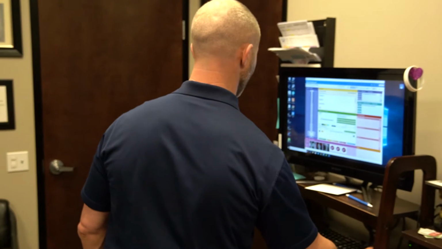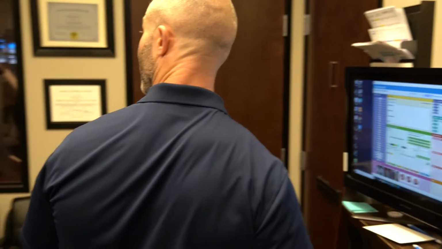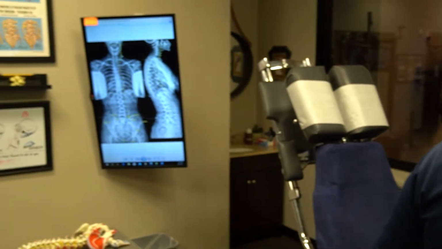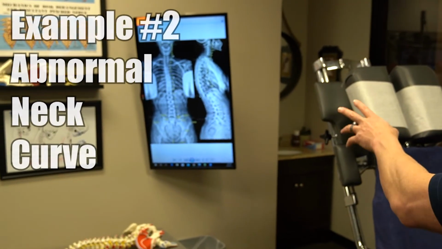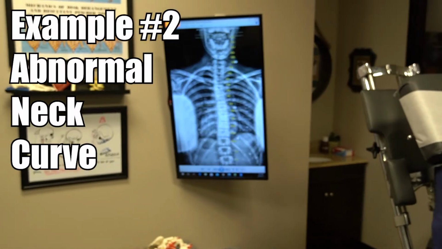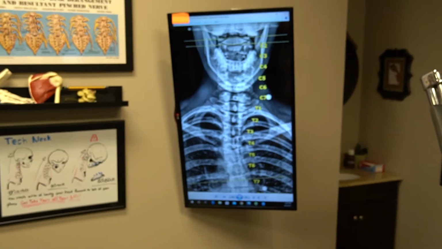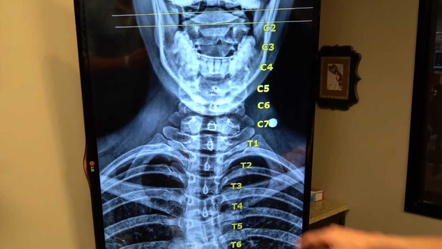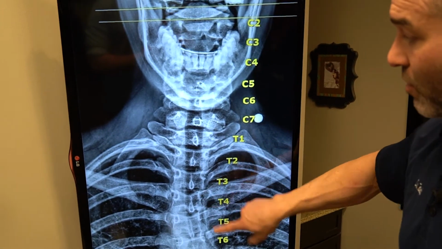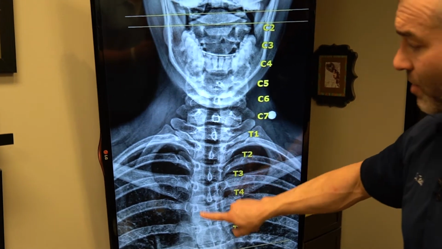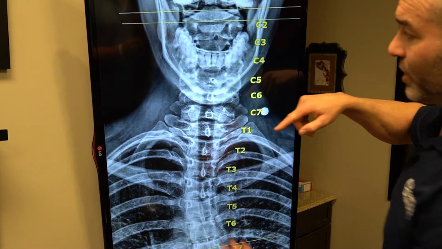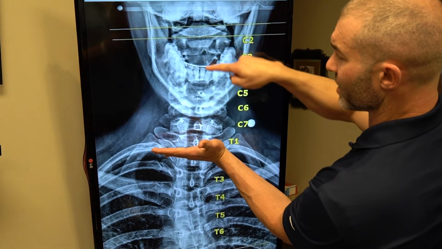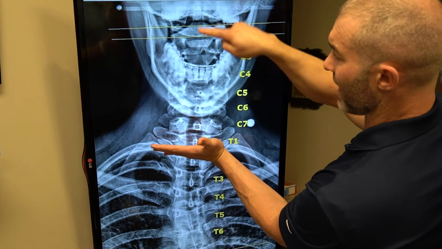Let's see, if we look at this one right here, over on this screen, this is a full spine x-ray, okay? And I'm gonna zoom in a little bit here so we can look at the neck. And this one, you can see is not so normal. There's a big curve here in the upper back area. If we just took an x-ray from here on up, you'd say, oh, there's a little bend up top. Maybe that's an abnormal alignment.